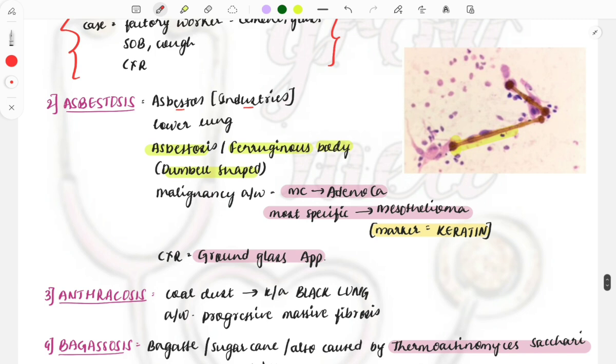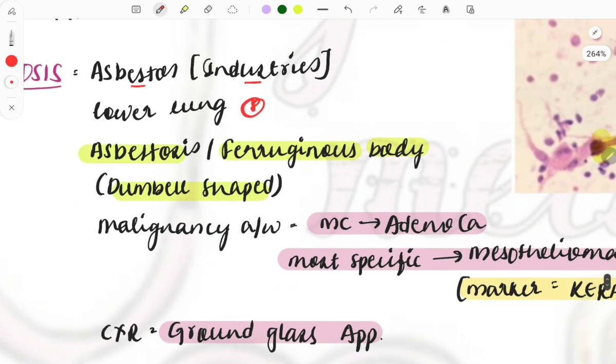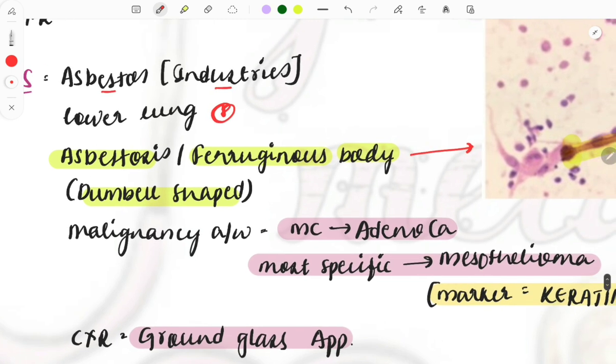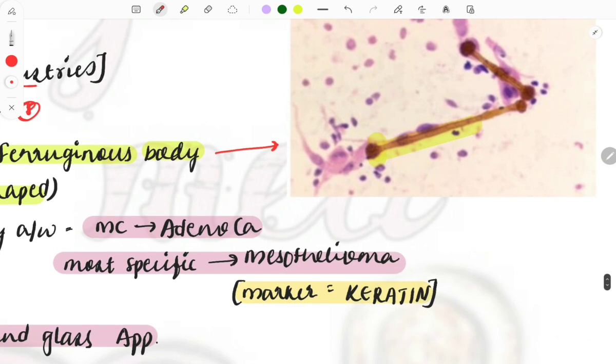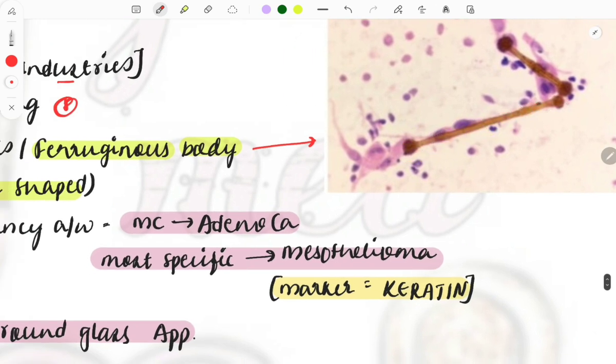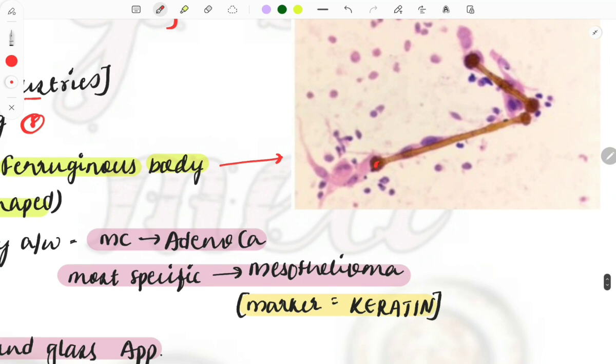Then asbestosis in industries like the ship industries, and lower lung is involved most commonly because these asbestos particles are heavier and they'll be involving the lower lobe. So an important pathological finding seen in asbestosis is the ferruginous body. This dumbbell shaped body, as you can see here, is called ferruginous because it contains iron. Okay.